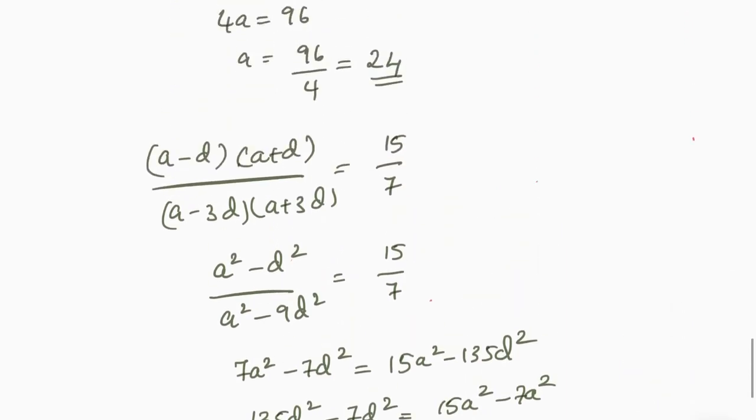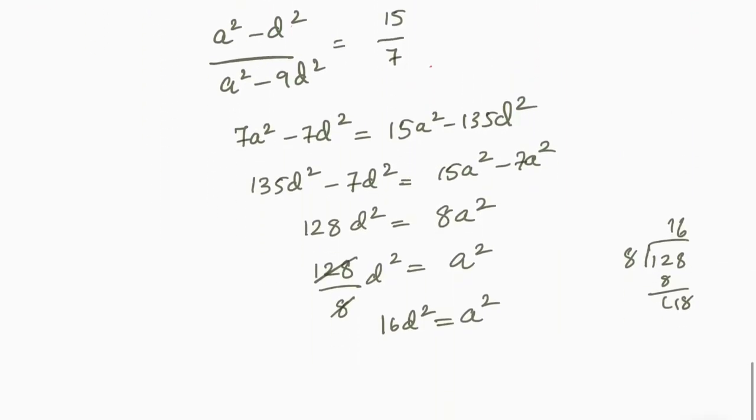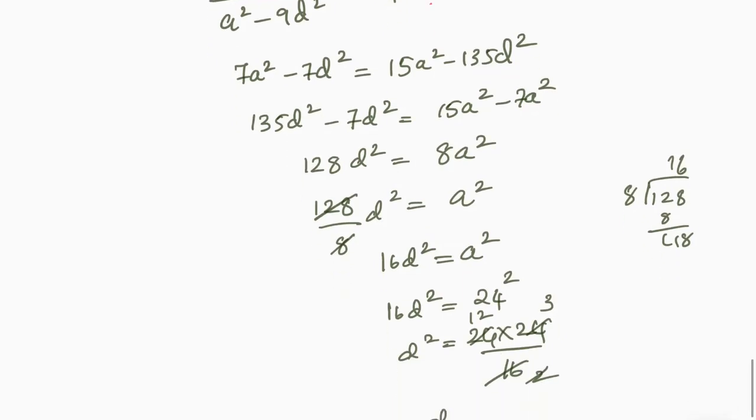So what is our a? You already found a as 24. So 16d square is equal to 24 square. So d square is equal to 24 into 24 by 16. Cancelling, what you get is d square is equal to 36, and d is equal to plus or minus 6. So you get the value of d as 6.